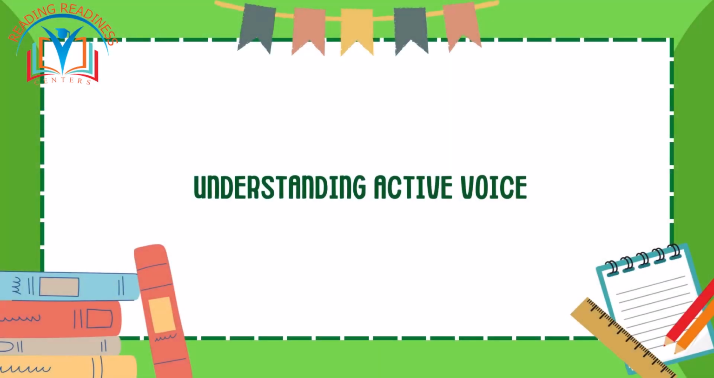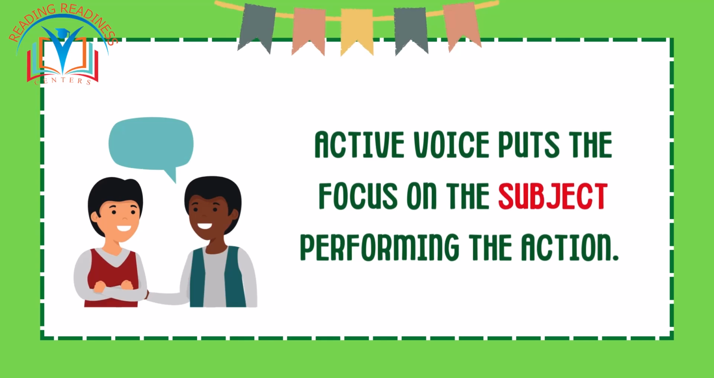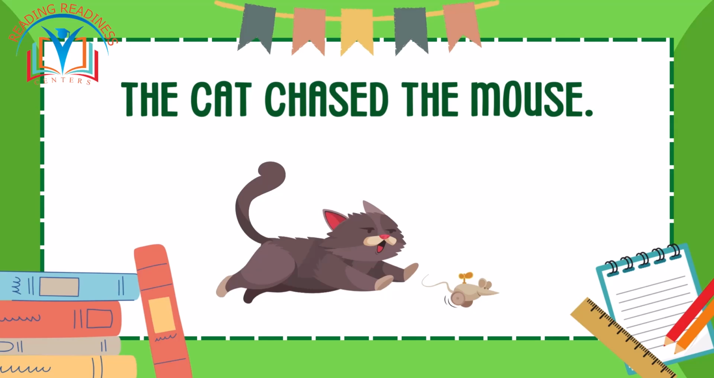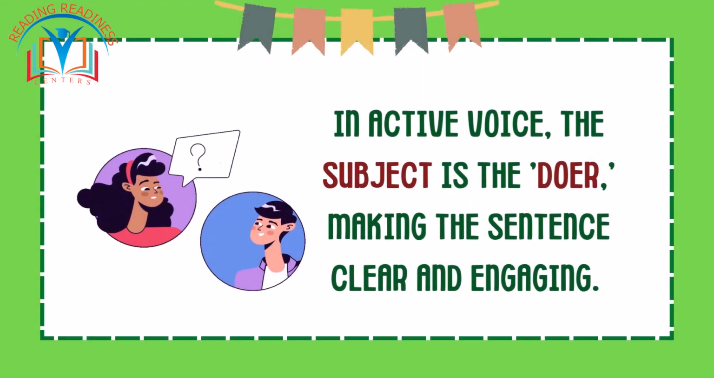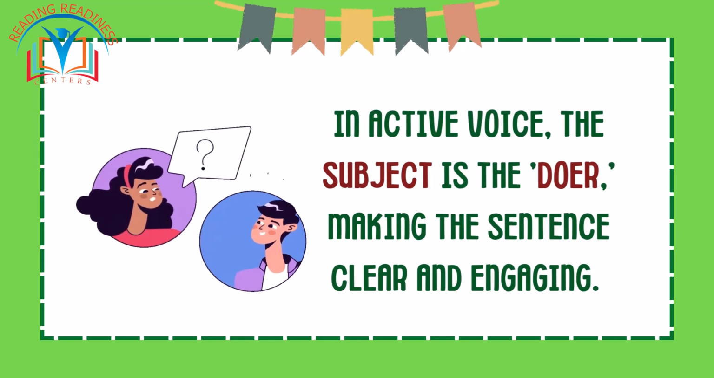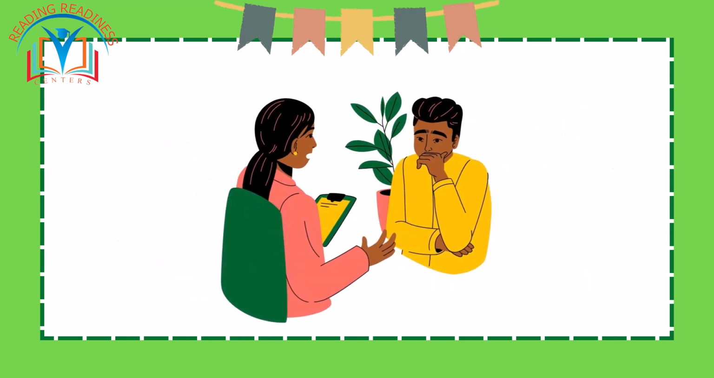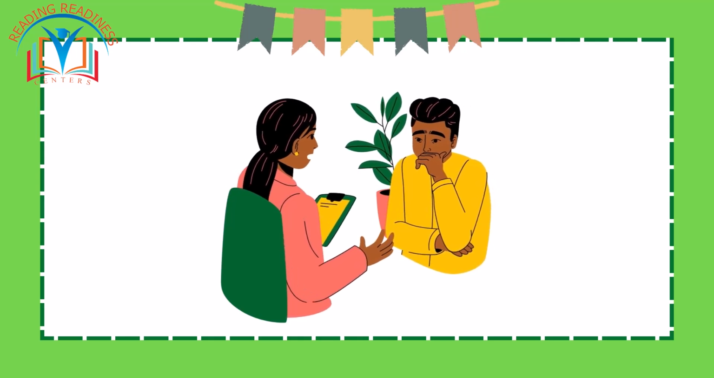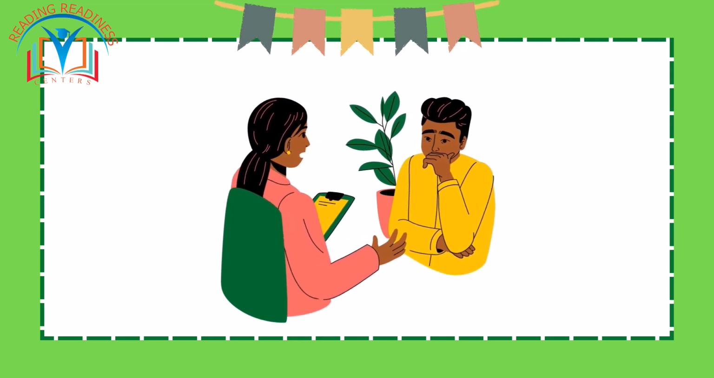Understanding active voice. Active voice puts the focus on the subject performing the action. For instance, the cat chased the mouse. Here, the cat is the subject and chased is the action. In active voice, the subject is the doer, making the sentence clear and engaging. This voice is often used in everyday conversation and writing to convey a sense of agency and responsibility.